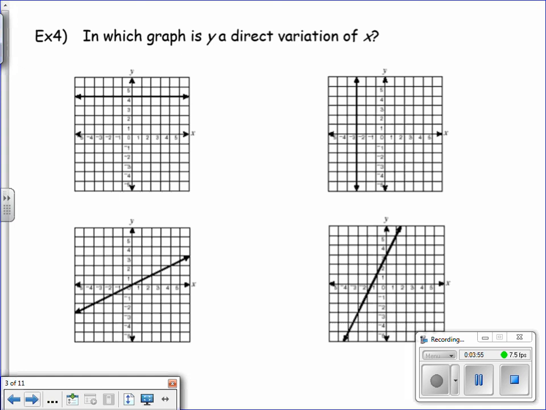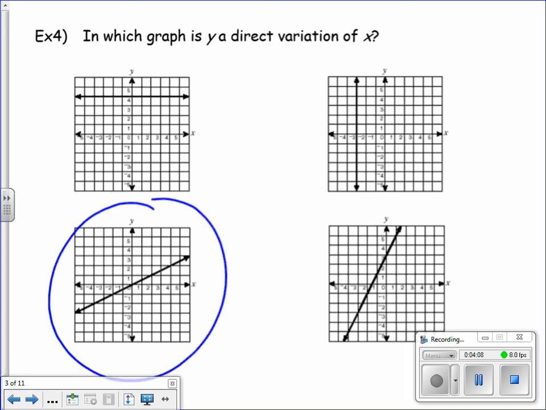So which graph has a direct variation? Basically, this is back to the point I was making on the first page. You have to go through the origin. The direct variation graph always goes through the origin. So that would be this one right here. There's usually some kind of slope to it, some kind of slanted line, positive or negative slope, right through the origin.